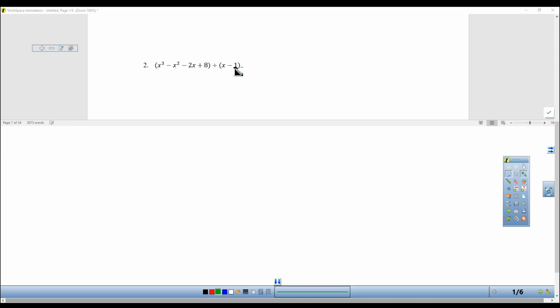I'm going to take this number, not the negative, just this number, 1, and I'm going to put it outside a box. And in that box, I'm going to write the coefficients. So here's a 1. This is a negative 1. This is a negative 2. And this is an 8. And just like regular division, if I had been missing a spot, I would have had to put a 0 in.